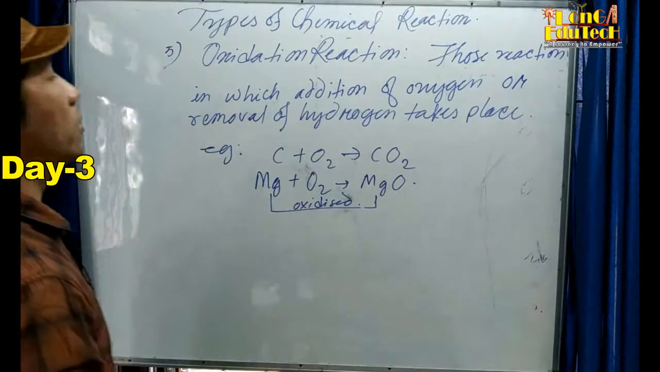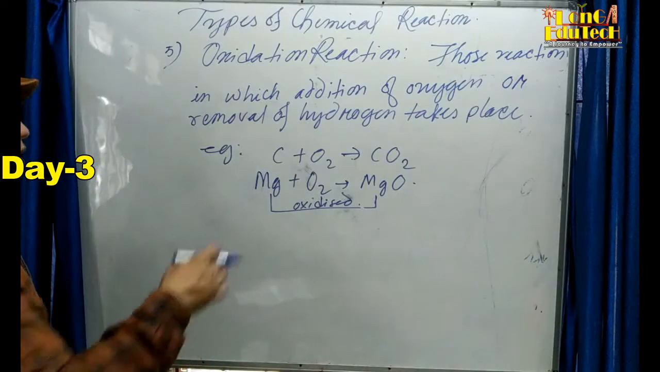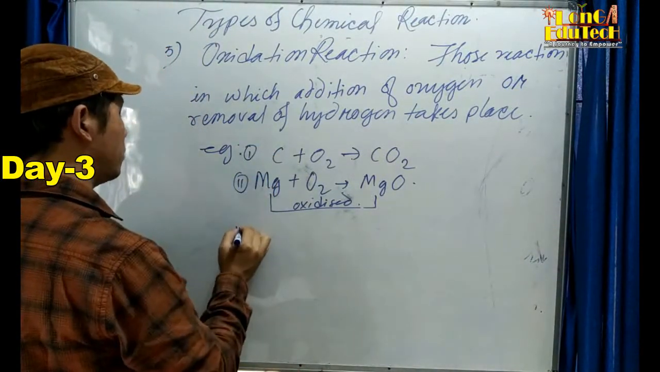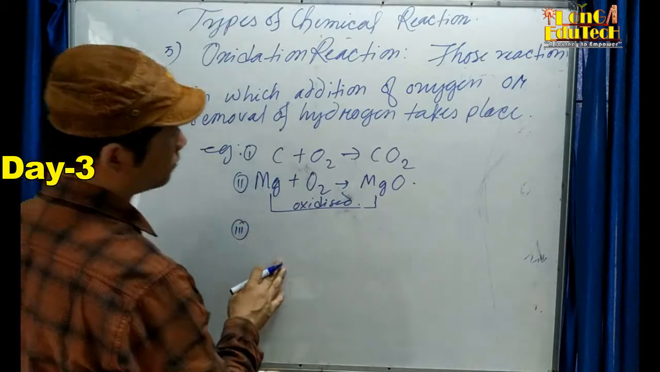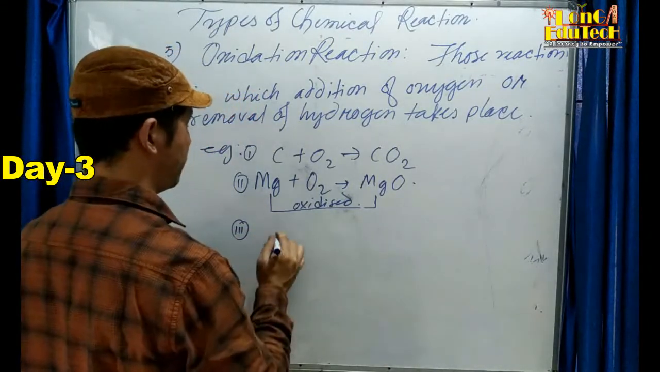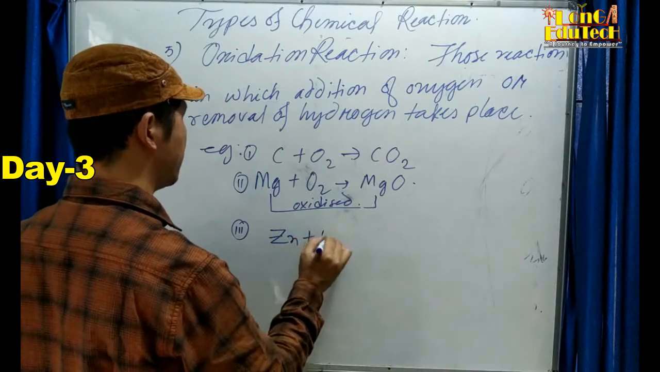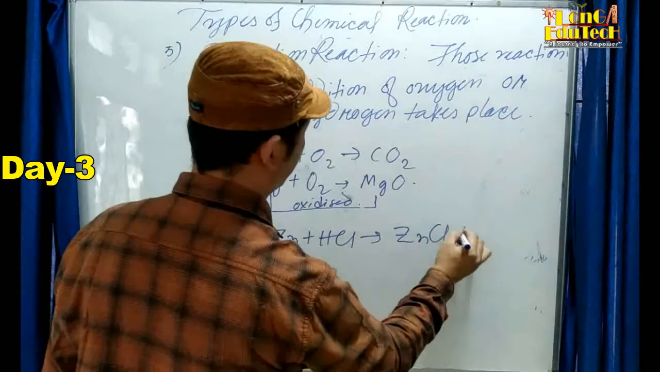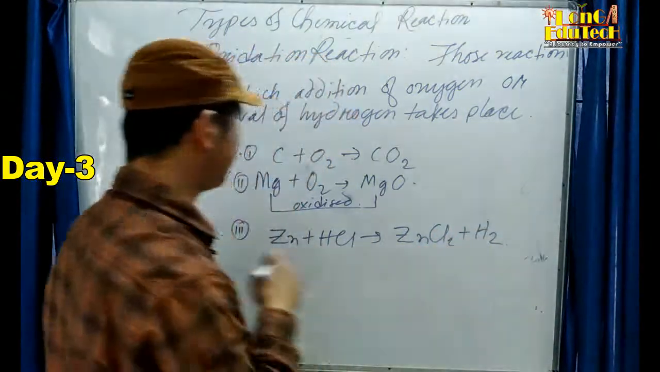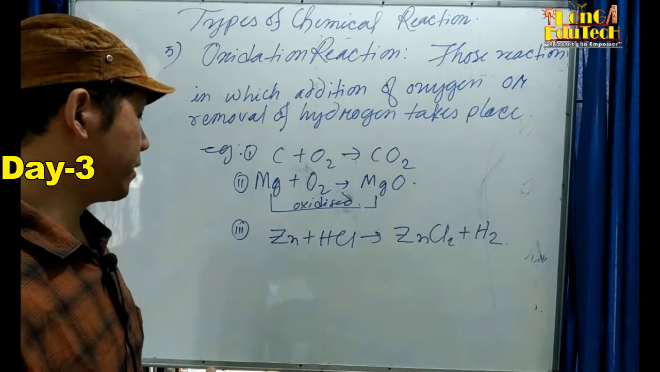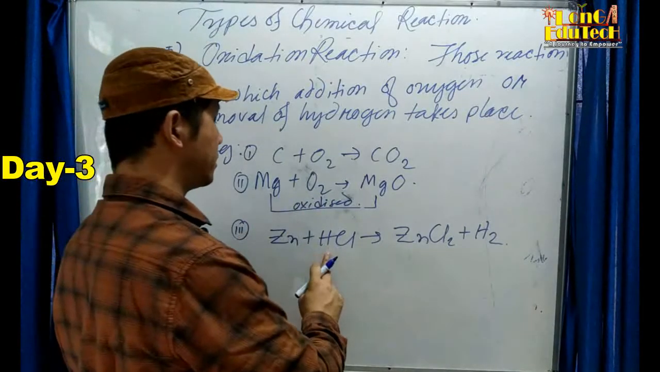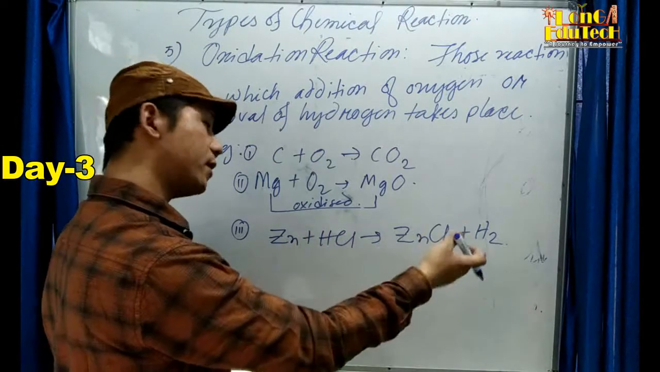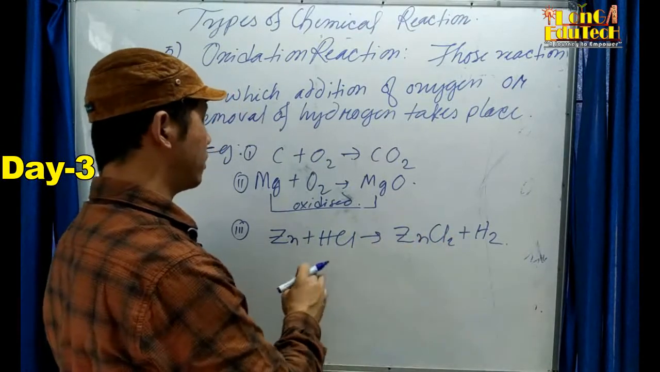That is the removal of hydrogen. Let us see in terms of the removal of hydrogen, where hydrogen is going to be displaced. So zinc plus HCl to form zinc chloride plus hydrogen. What do you see here? Removal of hydrogen takes place, from where? That is HCl, by whom? That is by zinc. Zinc gets displaced, so the removal of hydrogen takes place.